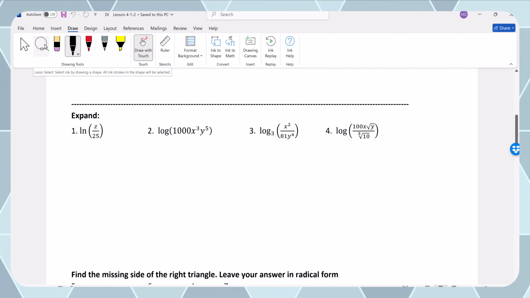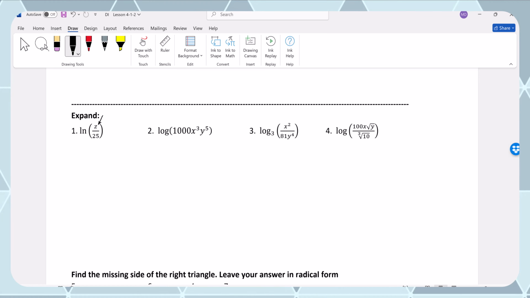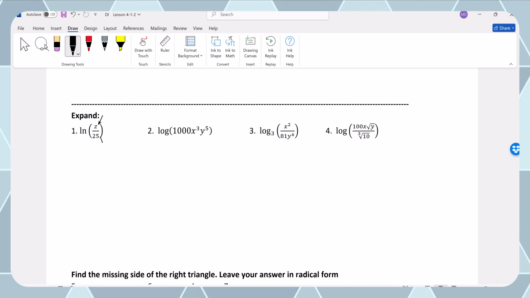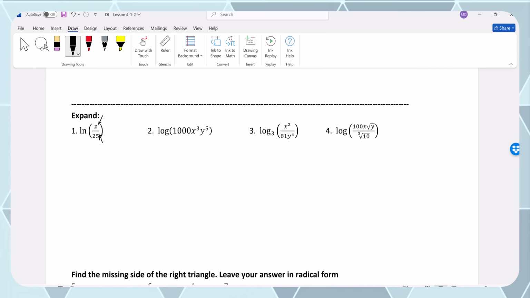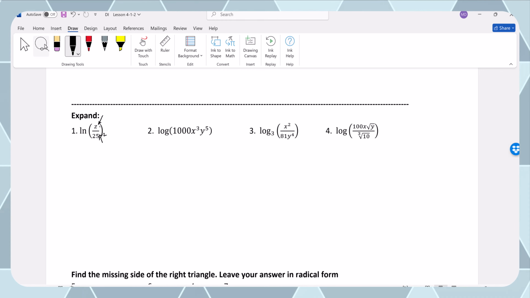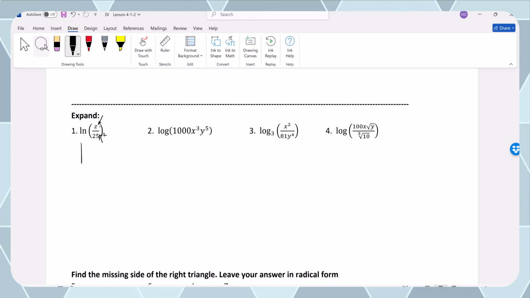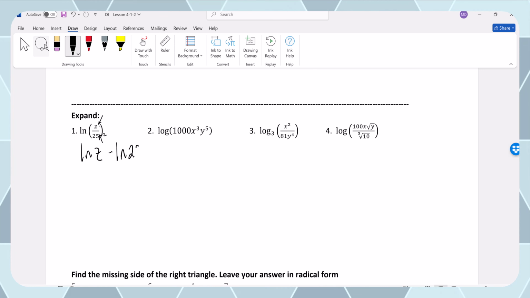So it says expand. If it's on the top, that means our log is positive. If it's on the bottom, that means our log is negative. And it's for every possible factor on the top and on the bottom. So because there's one factor, two factors, I know it's going to be two different logs. So it's going to be ln z, because that's on the top, so it's positive, and on the bottom, so minus ln 25.